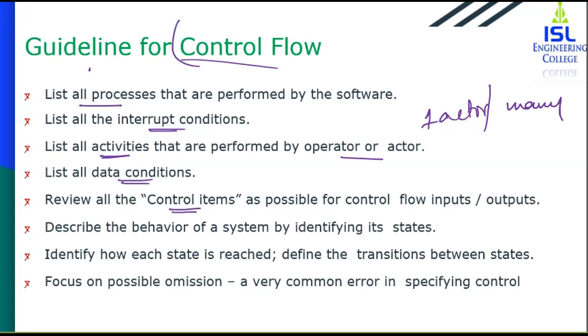Now as you're focusing on control flow, how you're accessing the control items, the specific input and output for controlling the information, that is, suppose, the configuration setting, it is how you're controlling the system. So review all the configurations, that is the input and outputs. Describe behavior of the system by identifying its states. Now within the states means what are the different states in a state chart diagram.